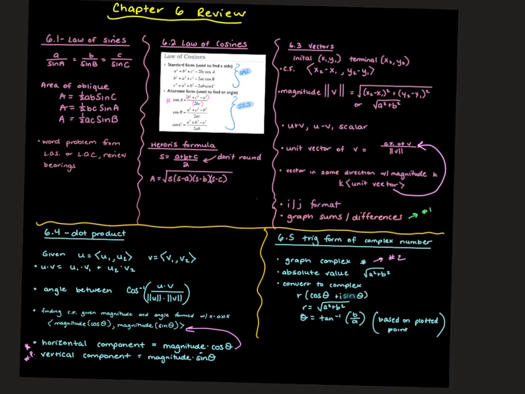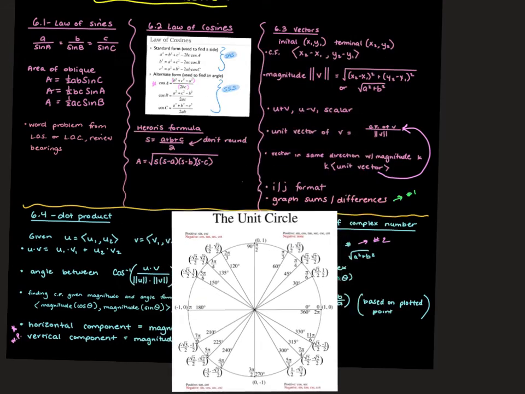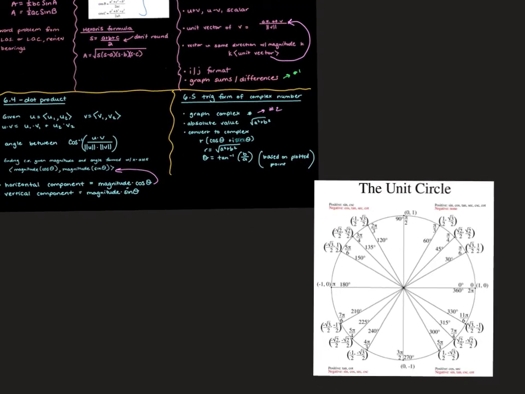And then you definitely want your unit circle. Did I screenshot that yesterday? Of course I didn't. So I want my unit circle with the tangents written in.